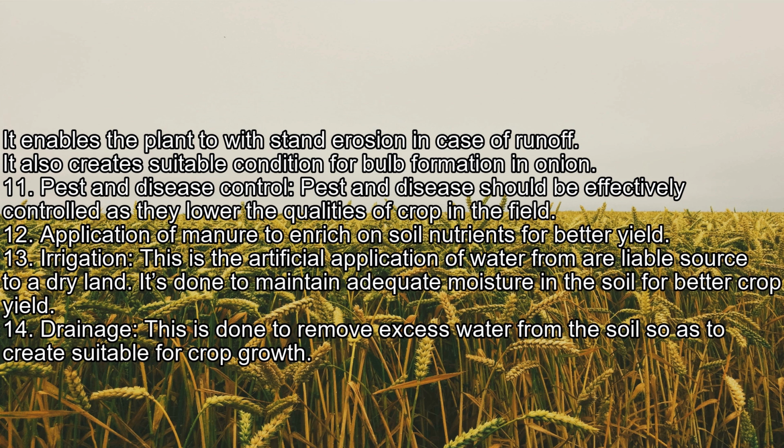12. Application of manure to enrich soil nutrients for better yield. 13. Irrigation. This is the artificial application of water from a reliable source to dry land. It's done to maintain adequate moisture in the soil for better crop yield. 14. Drainage. This is done to remove excess water from the soil so as to create suitable conditions for crop growth.